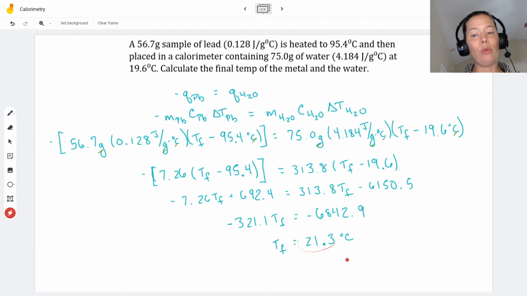And yes, it cooled all the way down to 21.3. What I think this problem also does a good job of illustrating is just the massive heat capacity of water. You can see the heat capacity of these metals is really small, and you've got water over here with a heat capacity of 4.184.